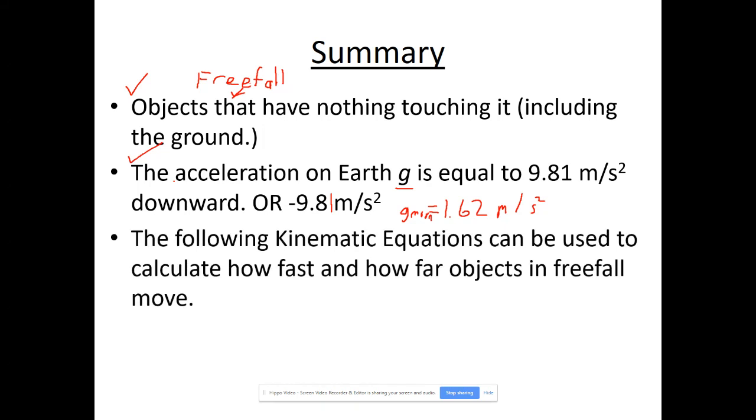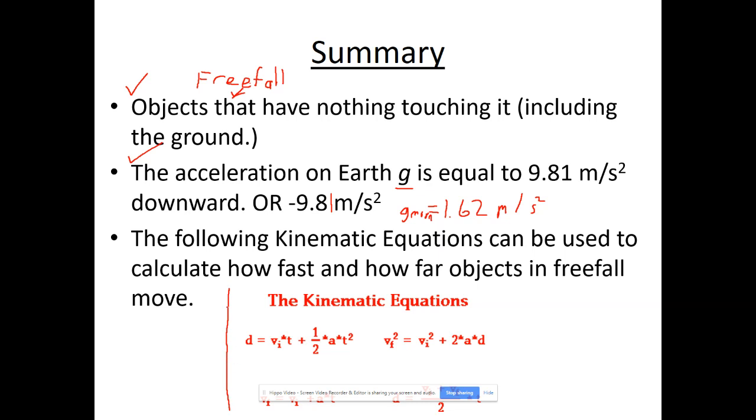3, these kinematic equations can be used to calculate how fast and how far objects in free fall move. So we are going to be using these equations quite a bit. People in engineering degrees, architecture, use these all the time too. It's useful anytime you want to calculate how fast something goes, how far something goes, the time it takes something to move. So that should cover all of our EQs.